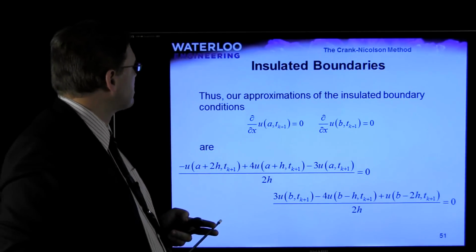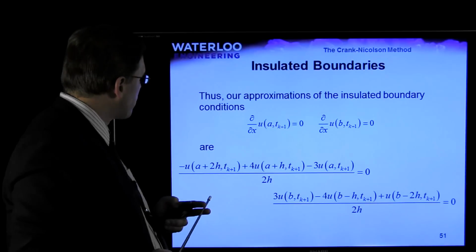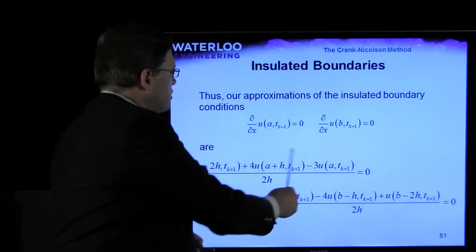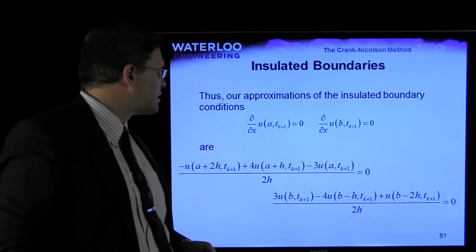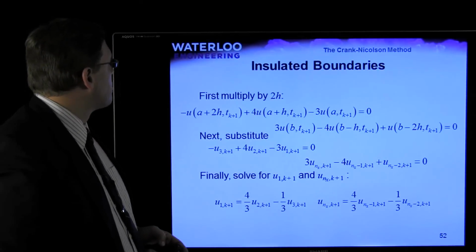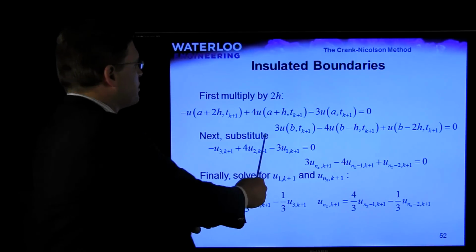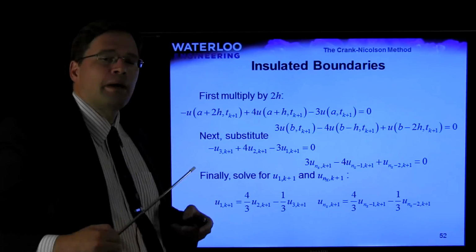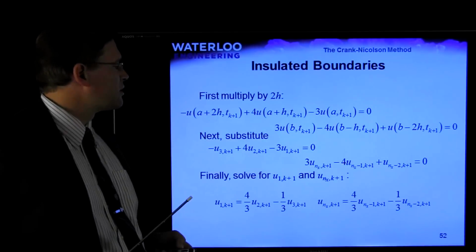So if the boundary condition for an insulated case is that the derivative is 0, this essentially says that this ratio is 0 and this divided difference approximation is 0. Now, let's multiply both sides by 2h and substitute our approximate values at each of these points into those equations.